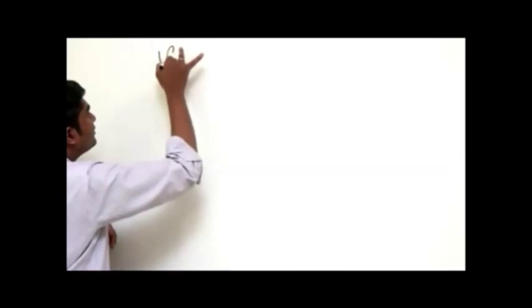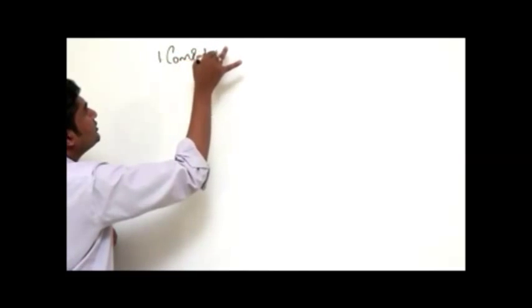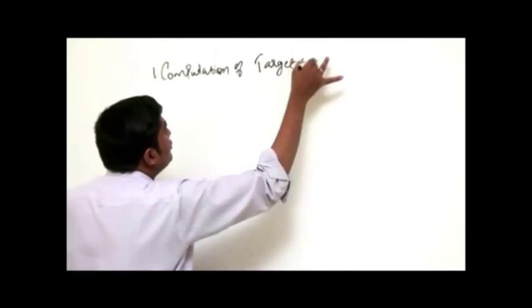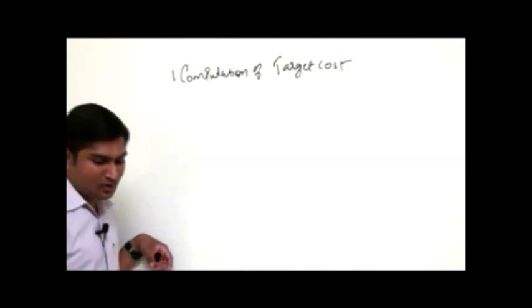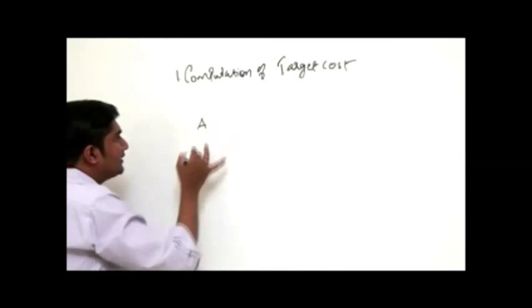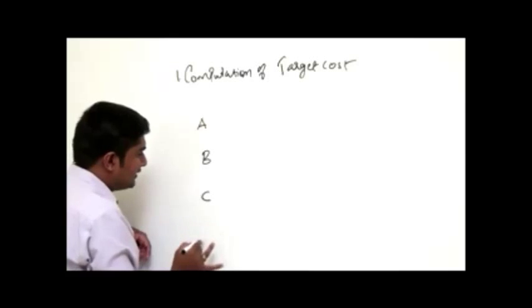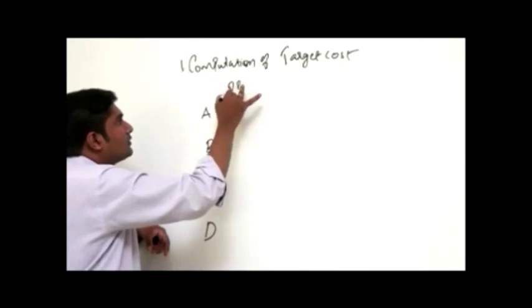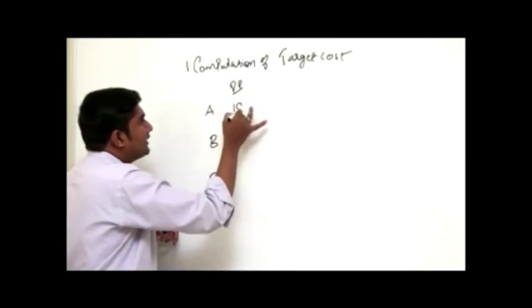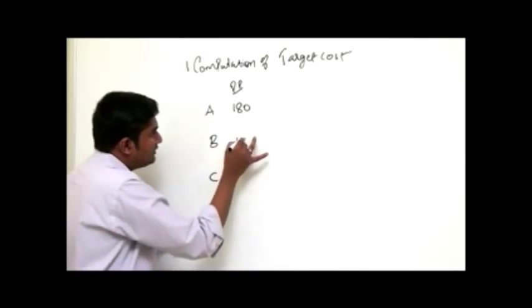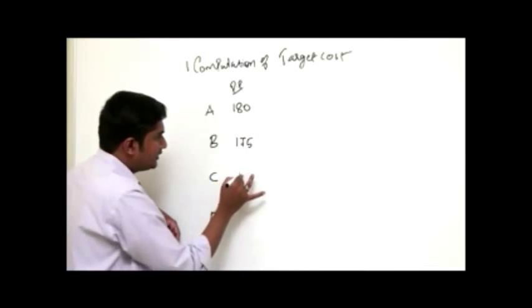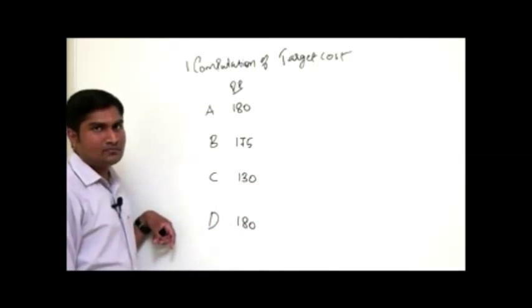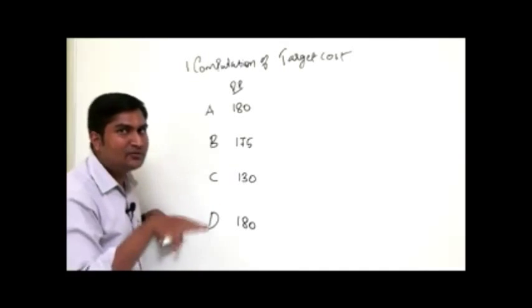Step number 1, computation of target cost. Target cost means selling price minus expected profit. Products A, B, C and D, the present prices given in the problem are 180, 175, 130 and 180. The market research asks the management to reduce the price by rupees 5 per unit.